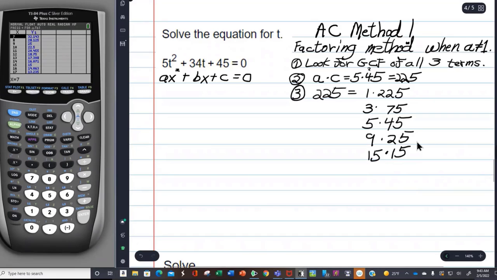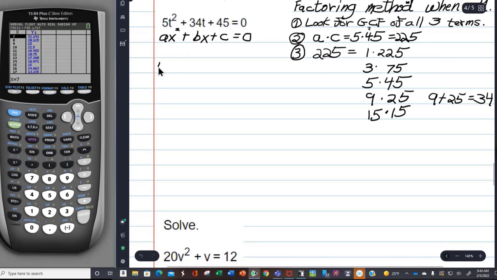So already decided that 9 plus 25 equals the middle number 34. Now, if there had been a 1 there, we would just go boom, boom, boom, boom, and stick the numbers in the way we did. We'd be almost done, and in 1 minute or less, we would be done. But this is not A equals one, so we have more steps to do. I'm going to rewrite our equation. 5t squared plus 34t plus 45 equals 0.